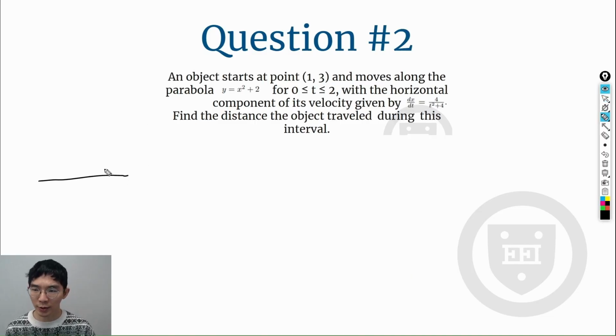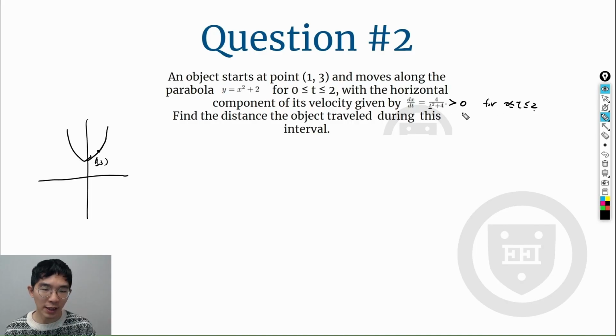So now if we think about this, let's try drawing y equals x squared plus 2. So we know that it has to be what? A parabola, and we know it starts at (1, 3). And let's take a look at my derivative dx/dt equals 4 over t squared plus 4. For t between 0 and 2, what can you tell me about this dx/dt? This has to always be positive for t between 0 and 2. What does that tell me? That tells me that starting at point (1, 3), my x can only move in one direction. That is to say, wherever it ends up, it has to only go through the one direction.